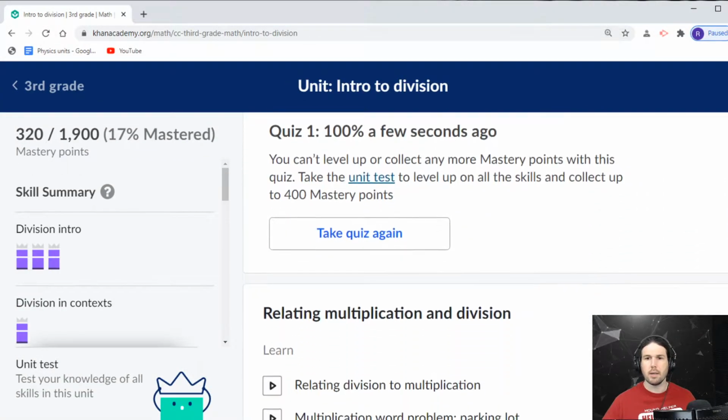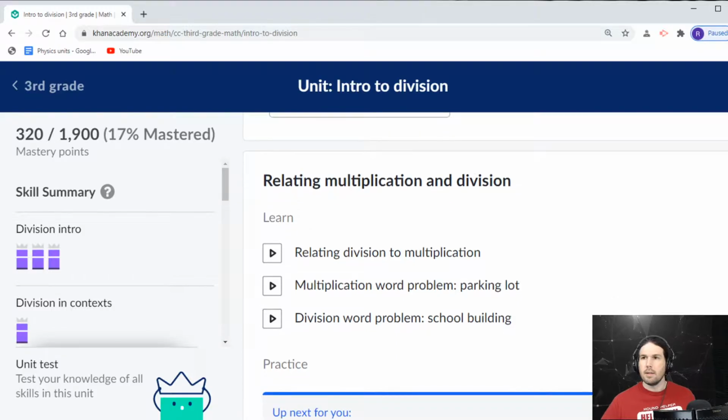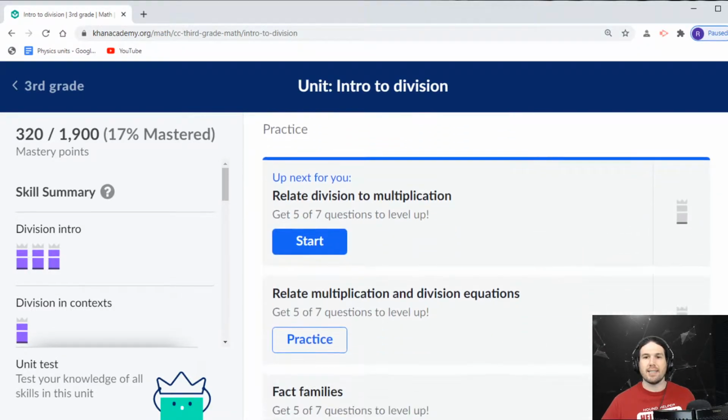Moving on, we are going to relate division to multiplication. And again, I know I keep banging on about this, but I'm going to keep banging on about this. We had a whole section in first or second grade relating subtraction to addition, where we built sentences about exactly how addition and subtraction are related. And I think we're going to do the same thing here.